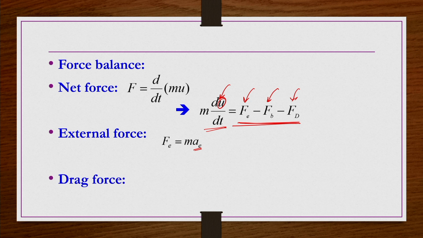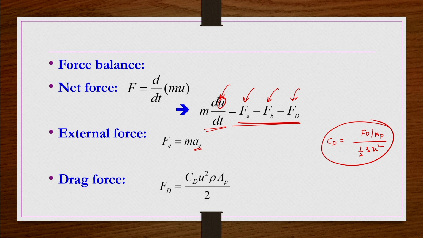And then drag force, we have already seen the definition, CD is equal to Fd by Ap divided by half rho u square. This is the definition of the drag coefficient that we have seen in the previous lecture. So, from here Fd we can write in terms of CD as CD rho u square Ap divided by 2. So, out of these three forces, external force and drag force, we have an expression already, right. Now, we have to find out the expression for the buoyant force, right.